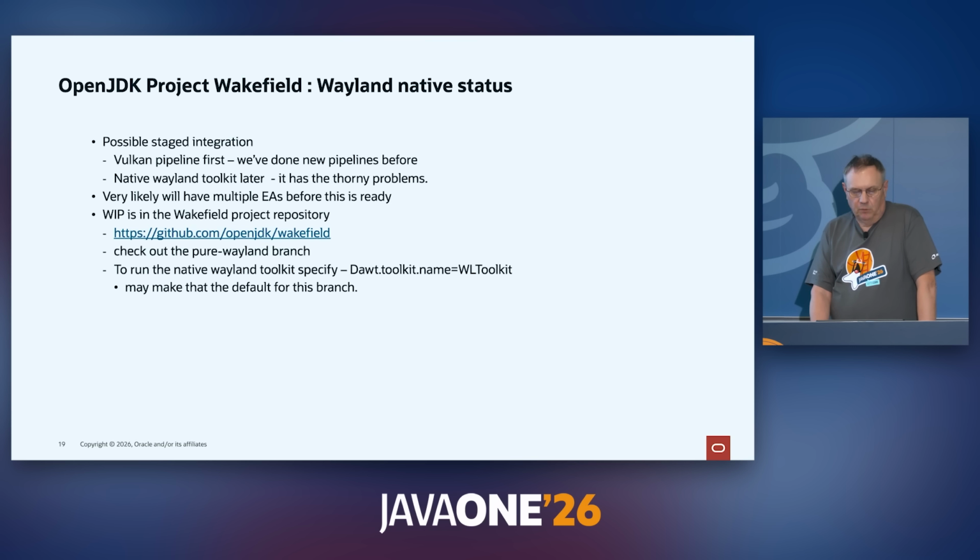So possibly how will we bring this in? Maybe we've already done the X11 compatibility layer. The next layer might be the Vulkan pipeline, because we've done pipelines before. And I think we'll have a number of EAs before we actually get to be able to integrate the pure Wayland toolkit once we've figured out how to deal with all the problems. But again, it's something you can try now. There's a project. It's in its own repo. The pure Wayland branch is the one that actually has the latest work in it.